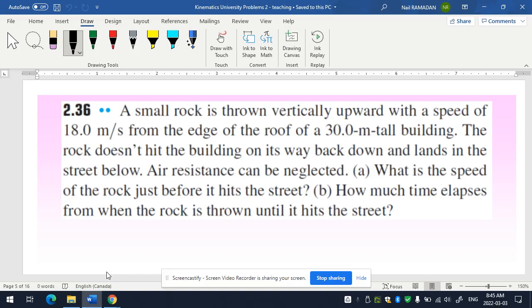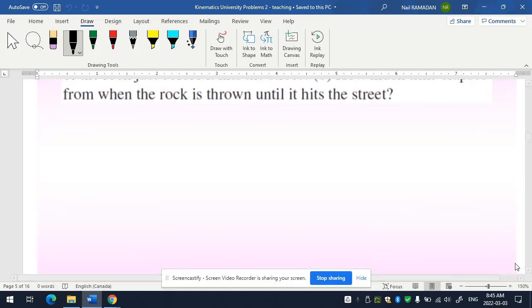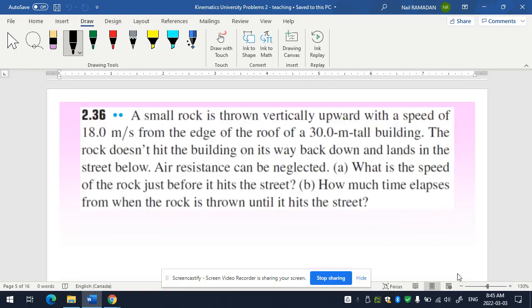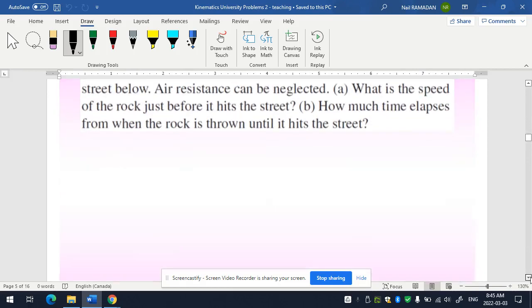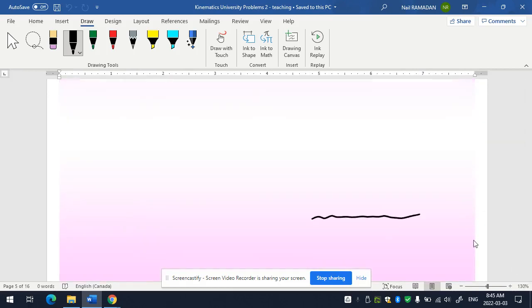Okay, all right. So let's sketch a diagram. So here is the diagram. Let me zoom out a little bit. So we need some kind of a ground. So here it is, and I guess this would be the building. Where was the ball initially launched from? Which level? Ground or height of the building? Height of the building. So that means we know this is 30 meters for sure.